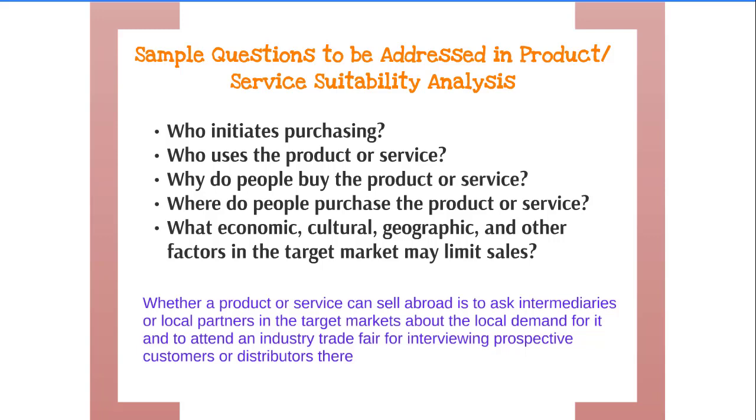Thirdly, why do people buy the product or services? Where do people purchase the product or services? It's about the delivery or distribution channel issues. And finally, what kind of economic, cultural, geographic, and other factors in the target market may limit the sales? So we thought about the challenges in the target markets. And to answer these questions, the best cost-effective way is to ask intermediaries or the local partners in target markets about the local demand for it. Or maybe just attend industrial trade fairs for interviewing prospective customers or distributors.